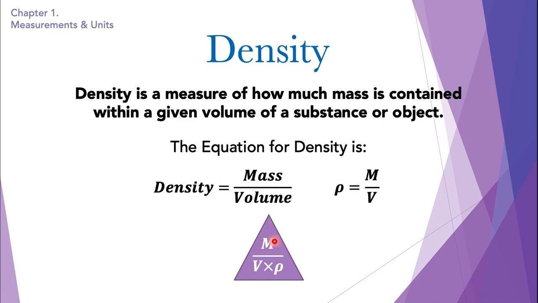So now if I want to find the volume of an object, I would simply hide the volume over here, and what I get is mass dividing by density. So if I divide the mass of an object by its density, I will find the volume of it. So this is how we use this triangle for rearranging the equation.